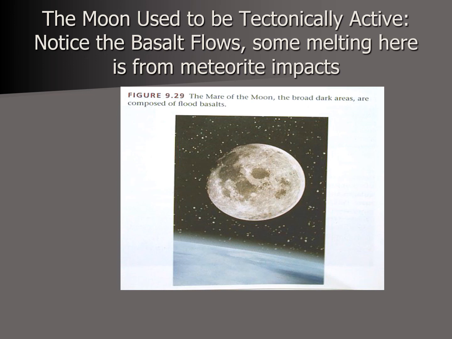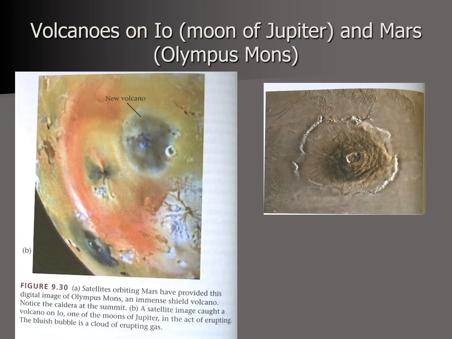So it's possible that the moon was tectonically active in the past, although the basalt flows, we do believe, in general, those have come from melting from meteorite impacts. I think this is our last slide.